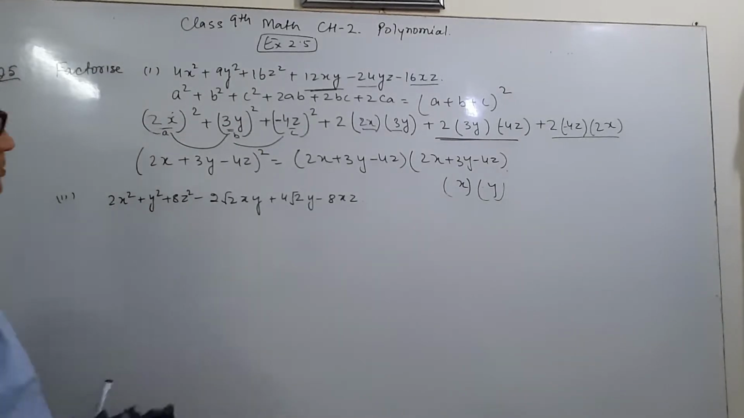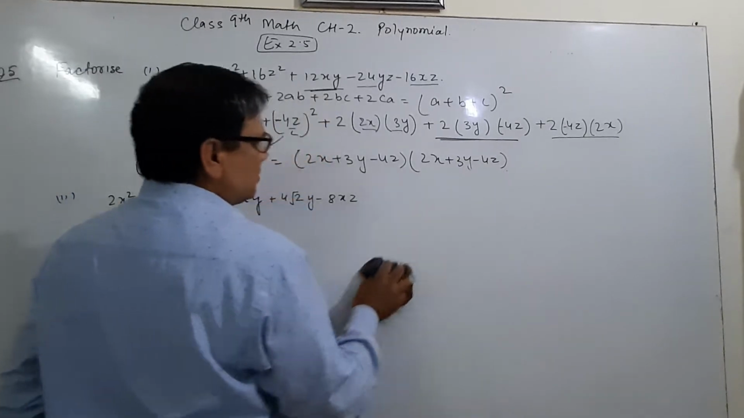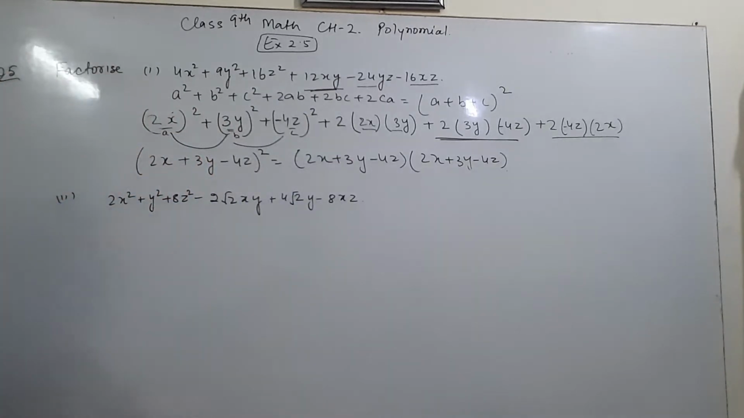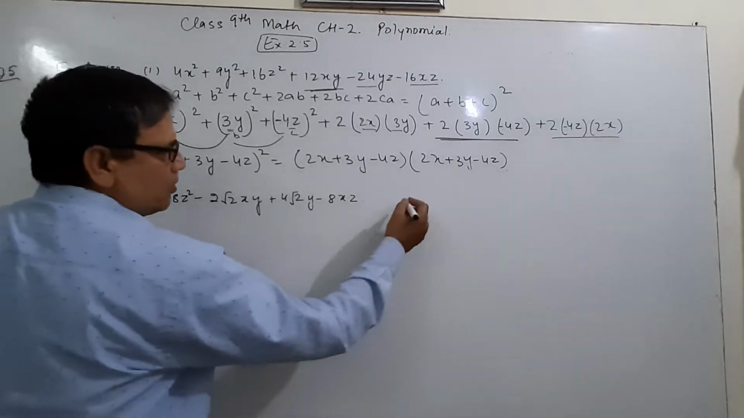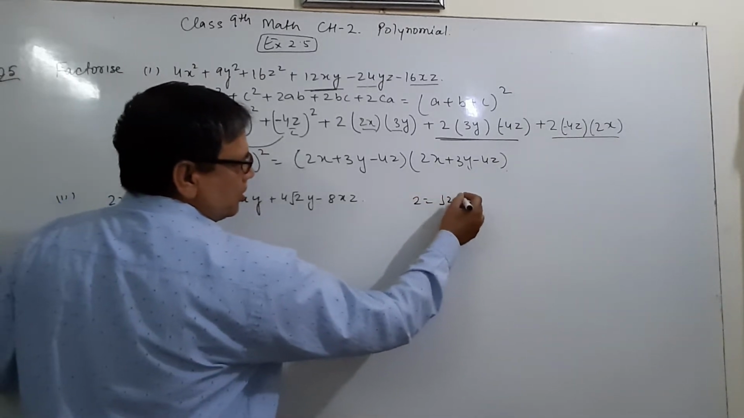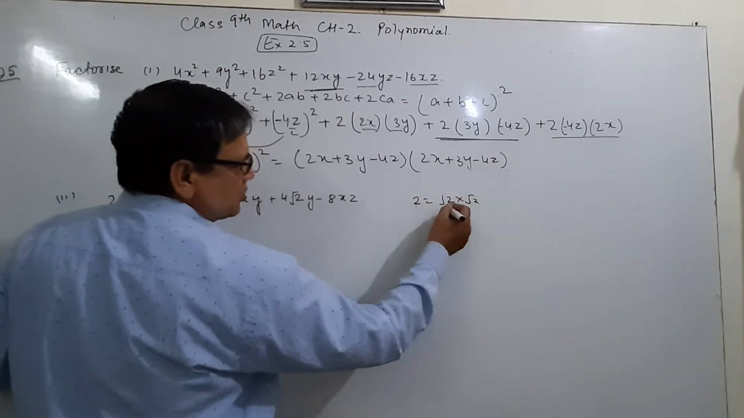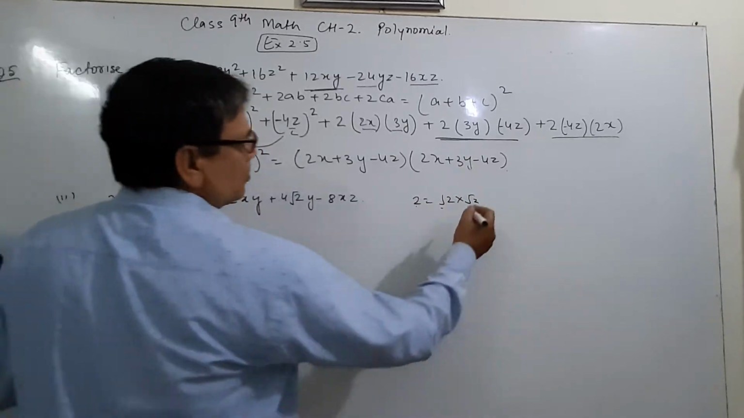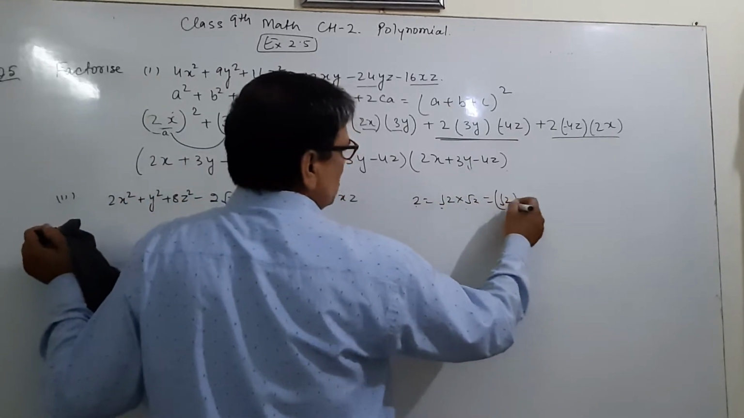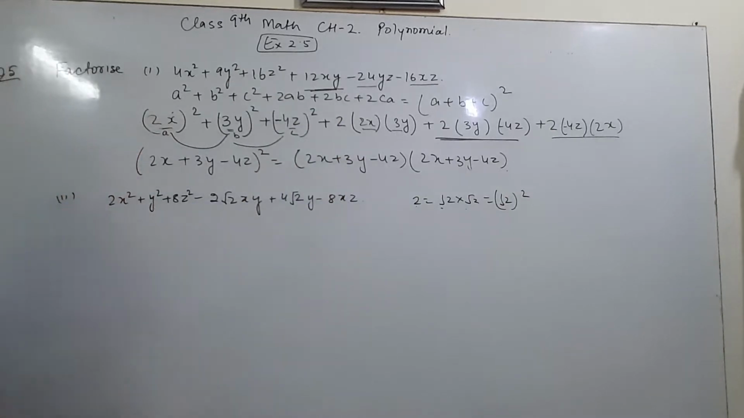And now this one. And now we will do this quickly. In the first chapter you know, 2 is equal to root 2 into root 2. It means 2 is the square of root 2. Here is root 2 whole square.